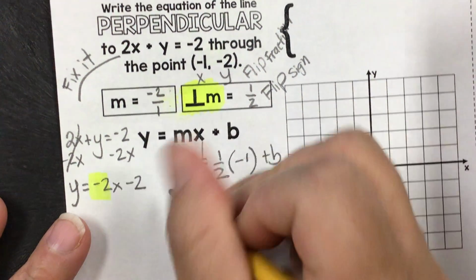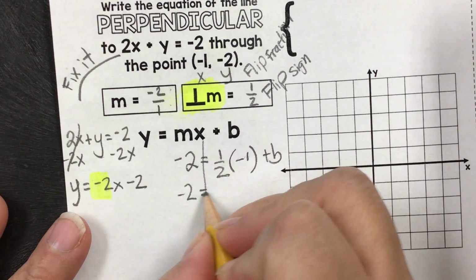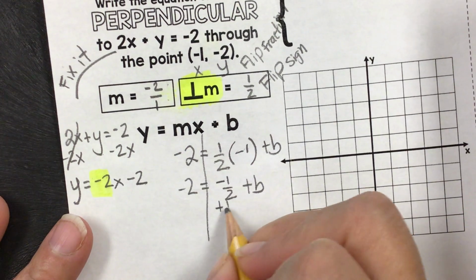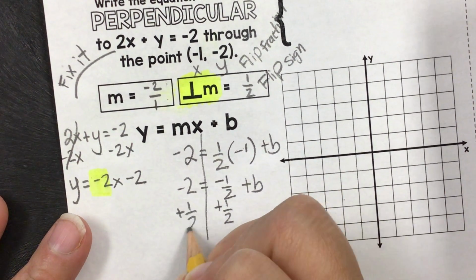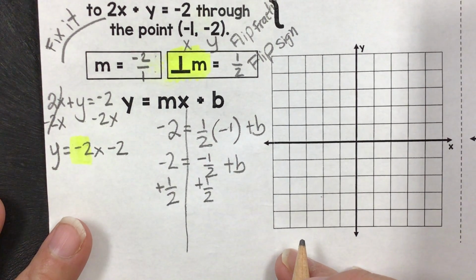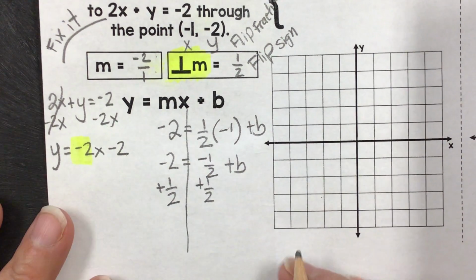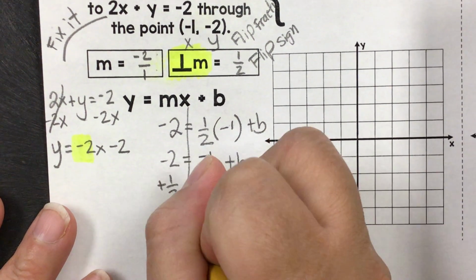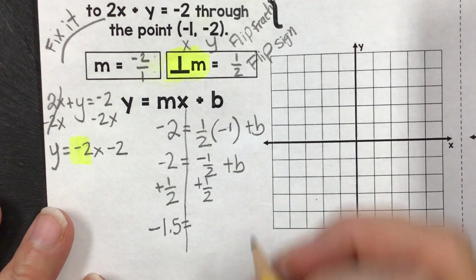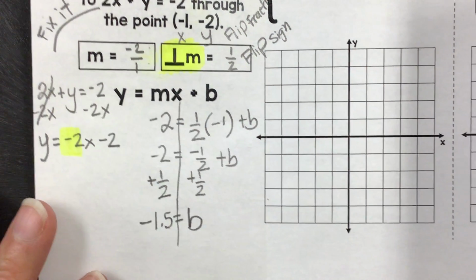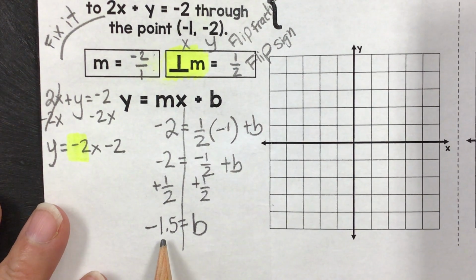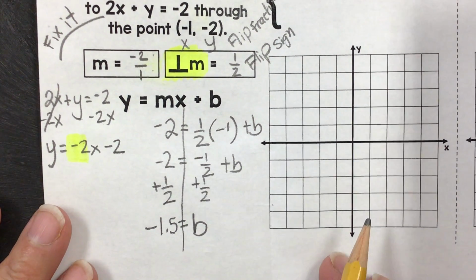All right, now we got to solve for b. This is still negative 2 is equal to now a negative 1/2 plus b. Now we're going to add 1/2 to both sides. Negative 1/2 plus a 1/2 is a negative 1.5. You can do this in your calculator if you're not really sure how I got that value.